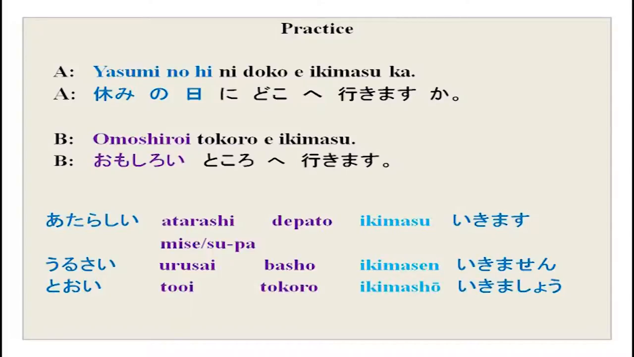Yasumi no hi ni doko e ikimasu ka? Toi tokoro e ikimashou. Let's go to a very very far away place. So this is how you can just practice your I adjectives with different vocabulary that you have done.